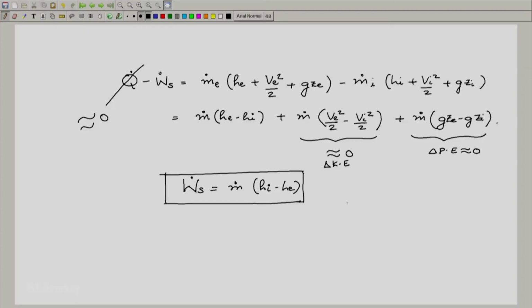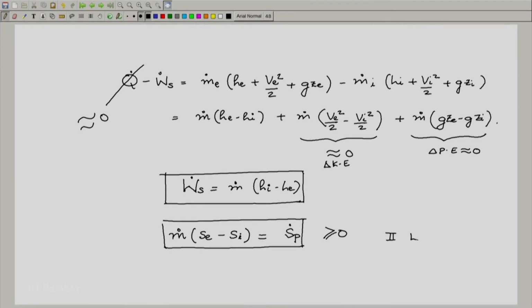We also notice that because we have assumed Q dot is nearly 0, even the steady state equation for the second law gets simplified. If the Q dot term is 0, the equation just simplifies to m dot (S E minus S I) is equal to S dot P. That is because the term involving Q dot has gone to 0. Similarly, the entropy change as a function of time is also 0, since it is a steady state problem. And of course, there is the rider that S dot P is greater than or equal to 0, but this is the simplified form of the second law for an open system.